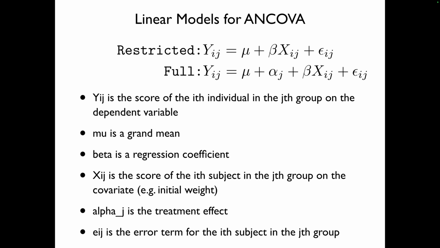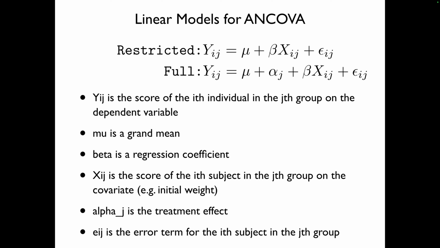And by doing that, we're essentially saying we can probably account for some of the variation in hippocampus volume from person to person because it's affected by age. So let's account for that in the model. So here would be our restricted model and our full model for ANCOVA.